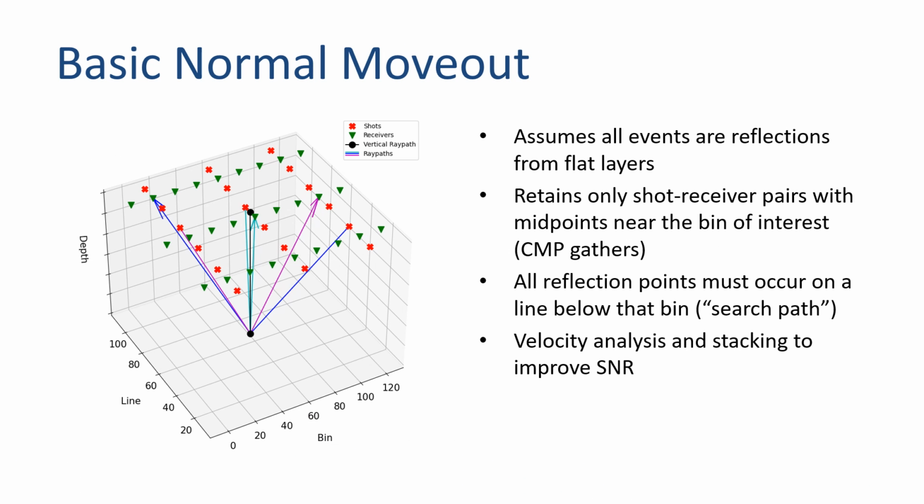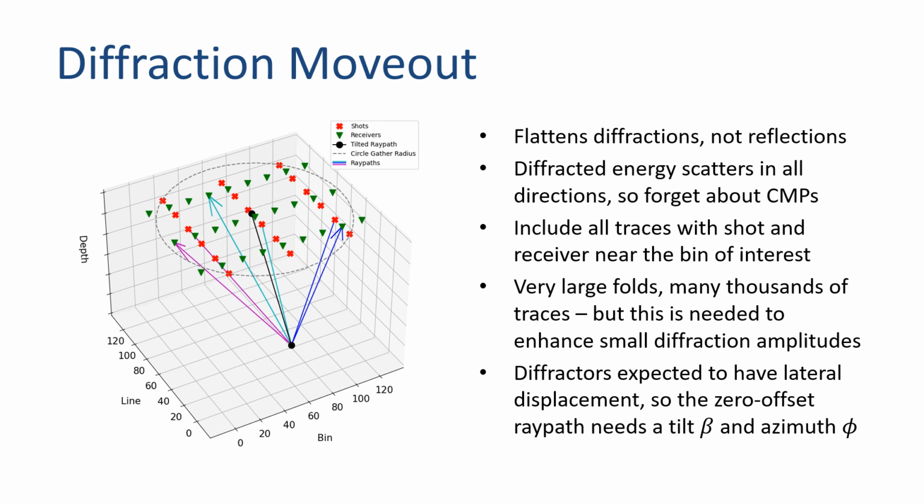Normal move-out correction uses common midpoint gathers to facilitate interpretation of every observed event as being a reflection off of a flat layer for which the bounce point lies directly below the bin center. To target diffractions instead, we drop the common midpoint restriction and instead include all traces whose shot and receiver both lie close to the bin center. This leads to very large folds, but you need that to enhance small diffraction amplitudes and to knock down the reflections destructively.